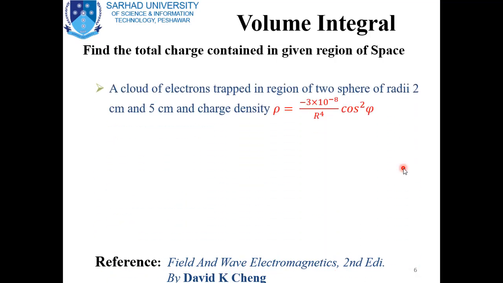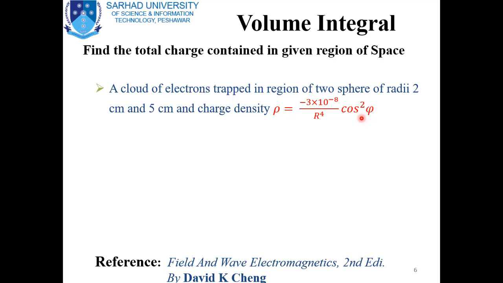So for this we have a statement in which a cloud of electrons is trapped in a region between two spheres of radii 2 cm and 5 cm. The charge density, which is charge per unit volume and represented by rho, is given by the expression -3 into 10 raised to power -8 divided by r^4 into cos square phi.